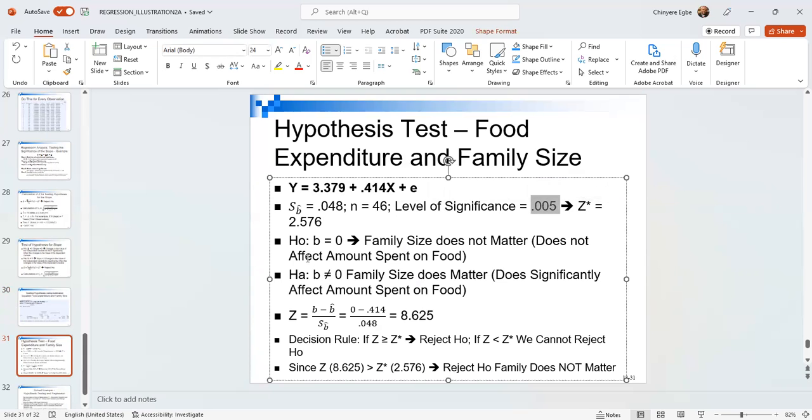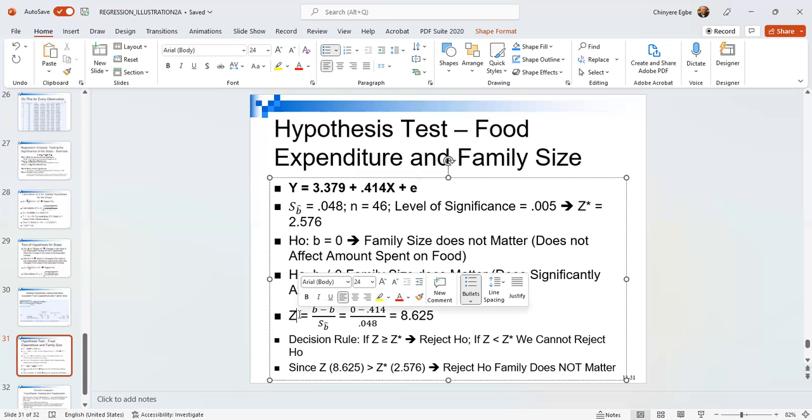And so the null hypothesis is that family size does not matter, does not affect amount spent on food. That is the null hypothesis. Remember, we said that this estimated B truly, population-wise, is 0. That is a hypothesis, that the slope is 0, which is that family size does not affect amount spent on food. The alternate hypothesis is that family size does matter. It does significantly affect the amount spent on food.